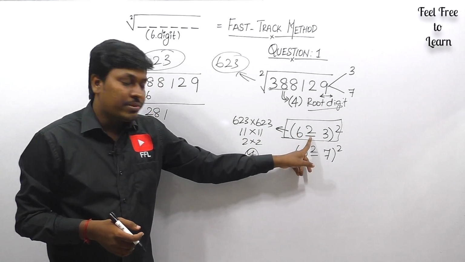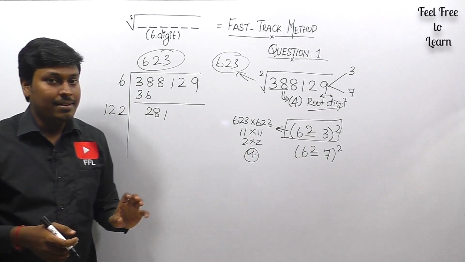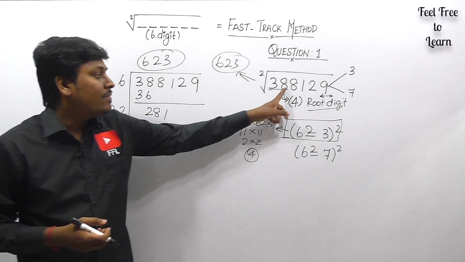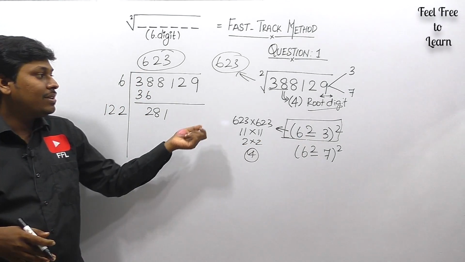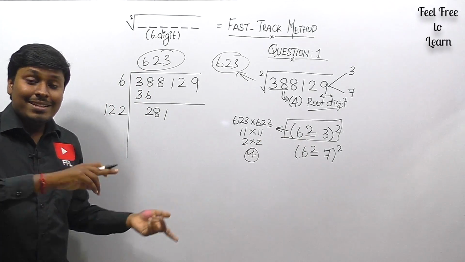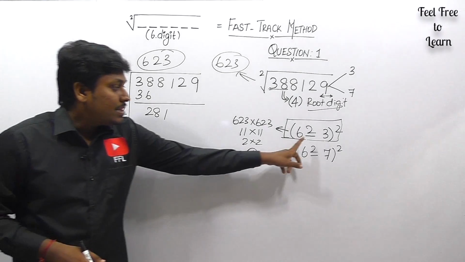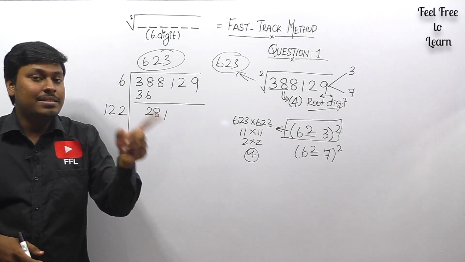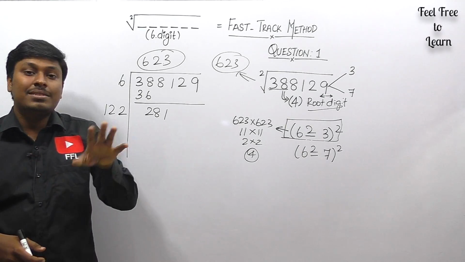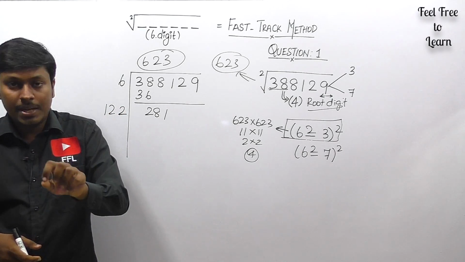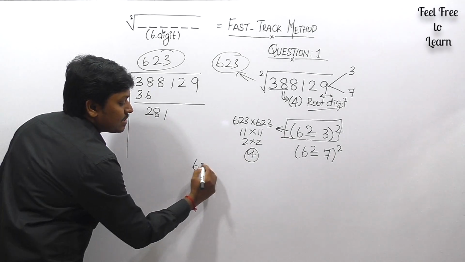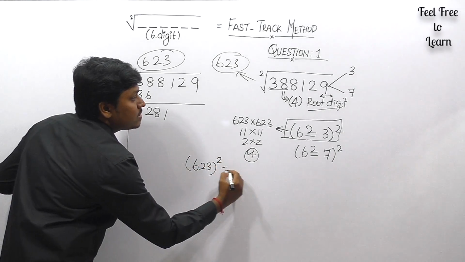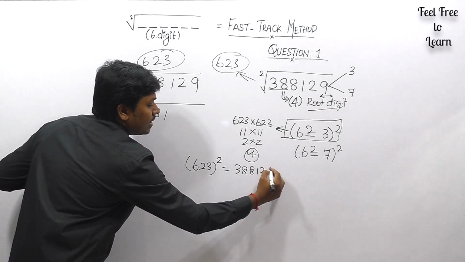So it must be 623 or 627. And we already know the root digit of the given number is 4. Then definitely the square of the number should always be 4, right? That we have learned in the root digit, that is, LHS is equal to RHS. So 623 can be written as 623 into 623. So 6 plus 5 will be 11. 11 into 11, 2 into 2, it becomes 4. So friends, finally we can say that 623 square is equal to 388129. This is the answer, right?